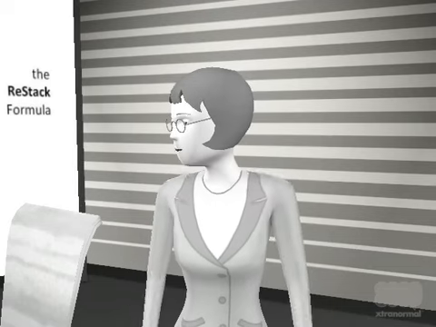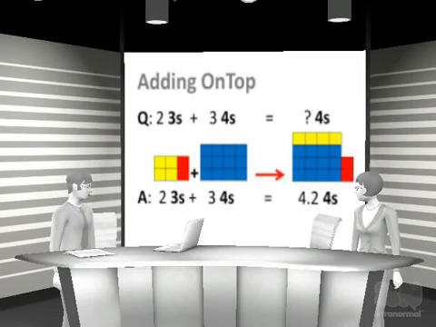So once counted, totals can be added? Yes. Counted totals can be added, both on top and next to. With on top addition, the units must be the same. So if we want to add the 2 totals, 2 threes and 3 fours, we recount the 2 threes in fours as 1.2 fours, giving a grand total of 4.2 fours. And shifting units is just another word for proportionality or linearity.